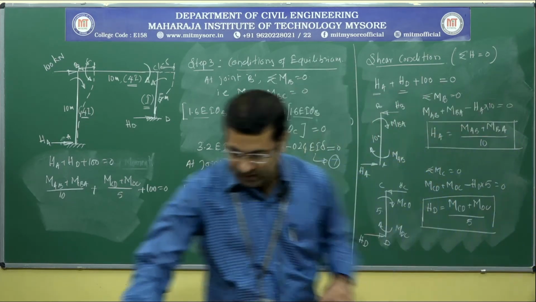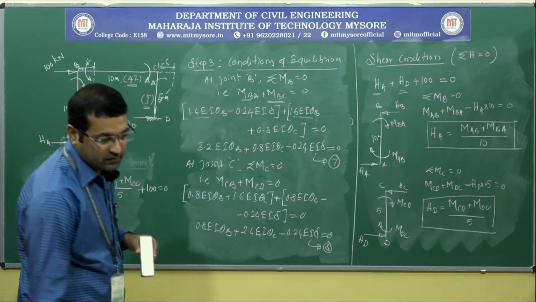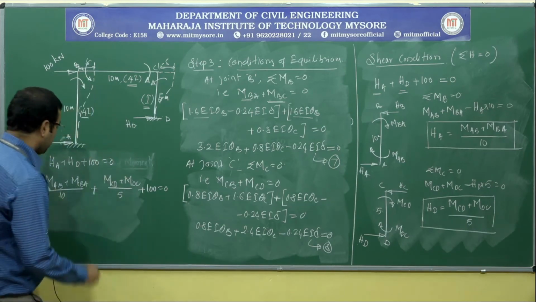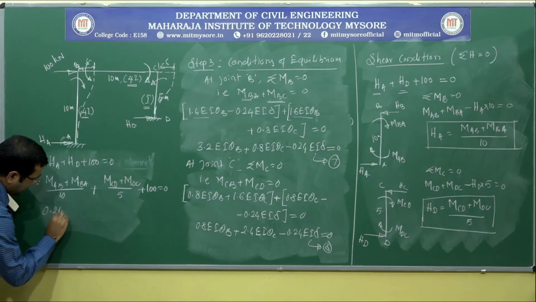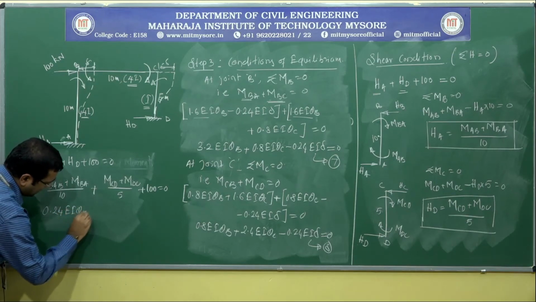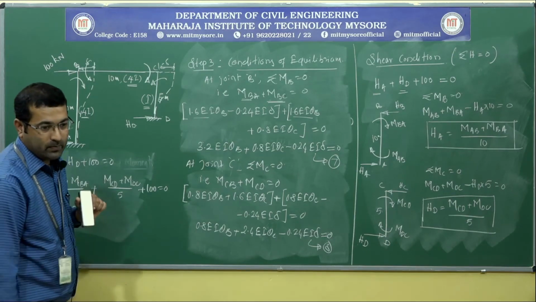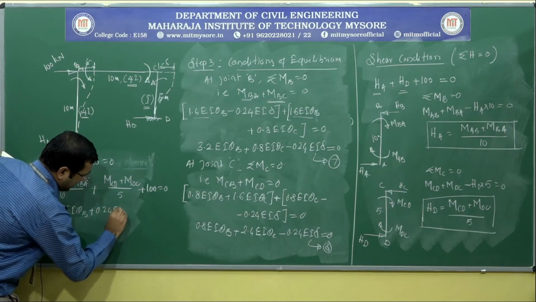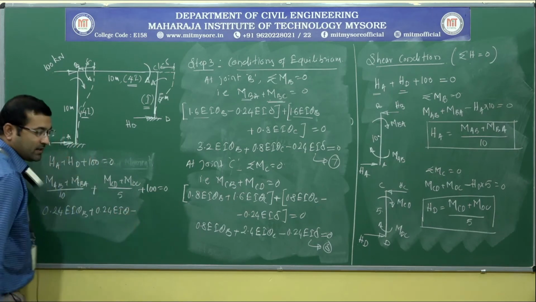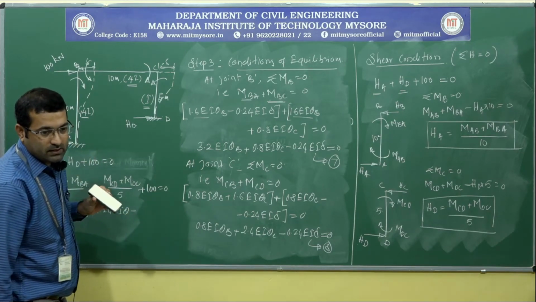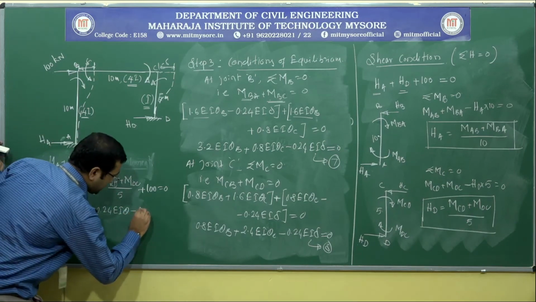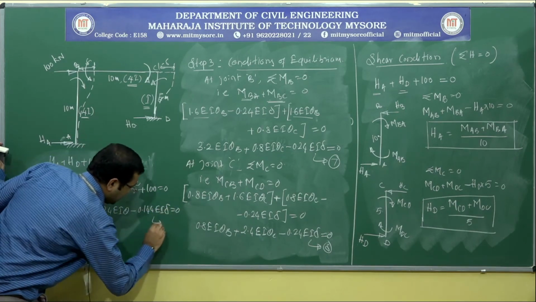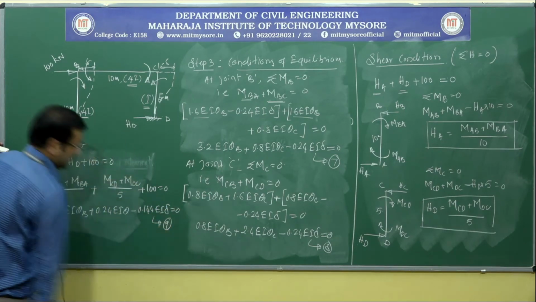If you do that, you will yield an equation of 0.24 EI theta B plus 0.24 EI theta C minus 144 EI delta equals to 0. So let us call this equation number 9.